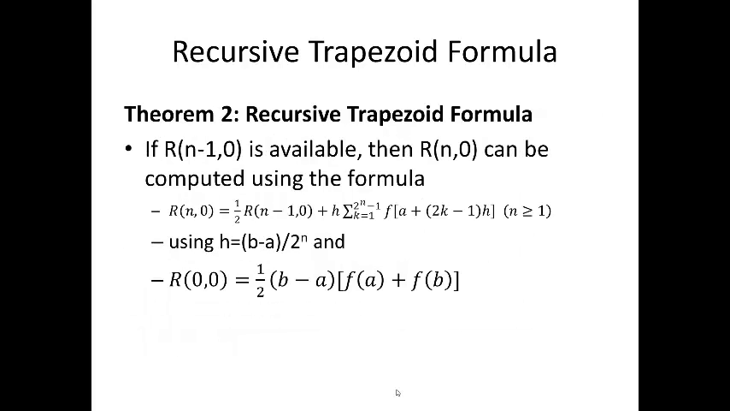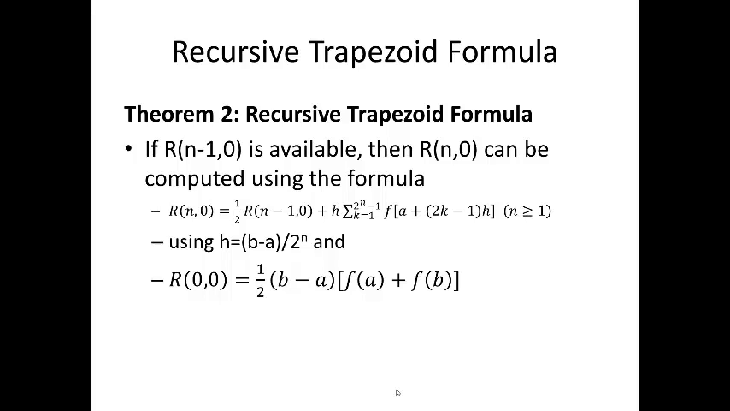This formula allows us to compute a sequence of approximations to a definite integral using the trapezoid rule without reevaluating its integrand at points where it has already been evaluated. So, if R(n minus 1, 0) is available, then R(n,0) can be computed using this formula. And we have h equal to (b minus a) divided by 2 to the n, because again we're using 2 to the n points. And we give a formula for R00, which is the base or the stopping case in this recursive formula.